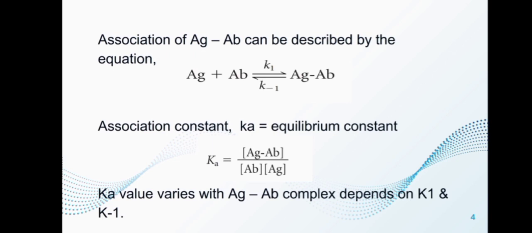Because Ka is the equilibrium constant for the above reaction, it can be calculated from the ratio of the molecular concentration of bound antigen antibody complex to the molecular concentration of unbound antigen and antibody. The value of Ka varies for different antigen antibody complexes and depends upon both K1, which is expressed in units of liters per mole per second, and K minus 1, which is expressed in units of 1 per second.